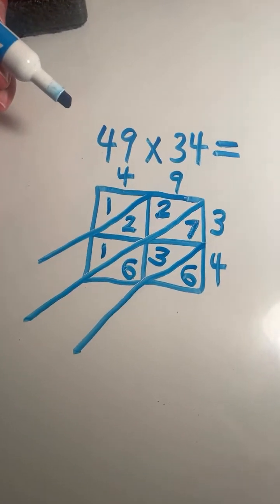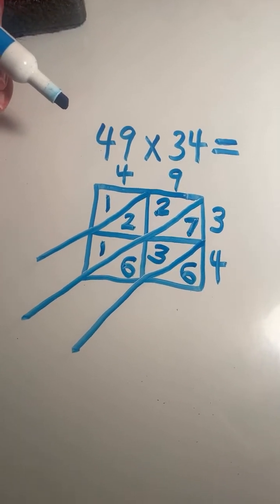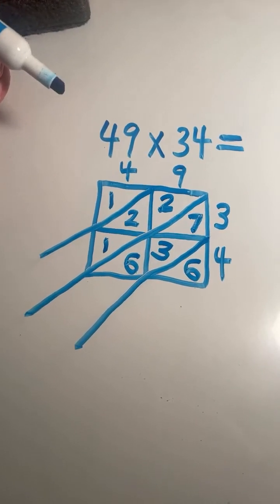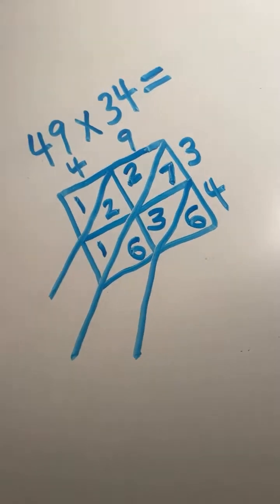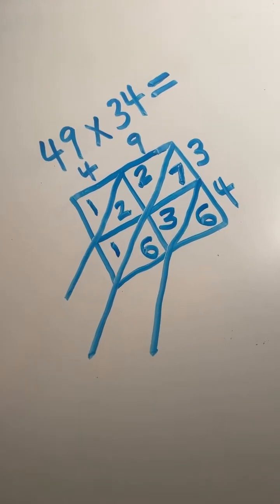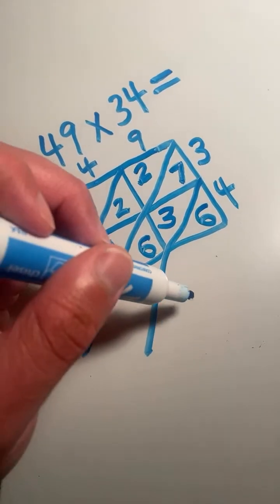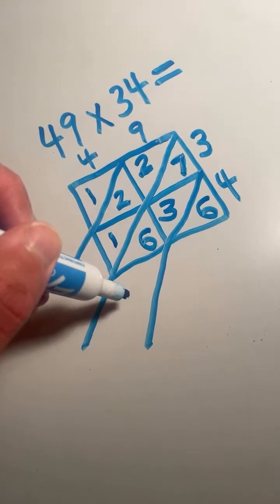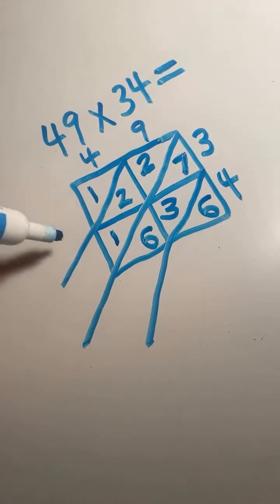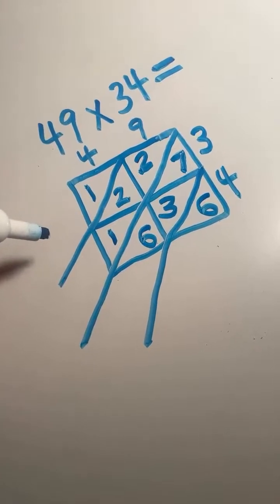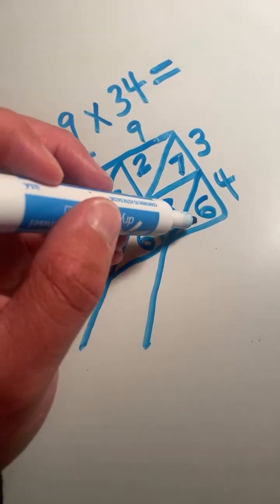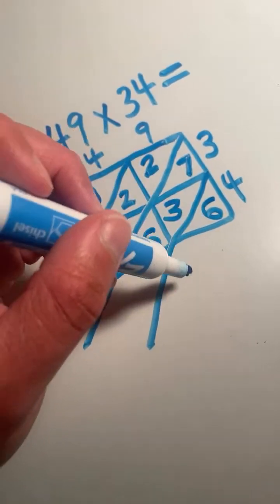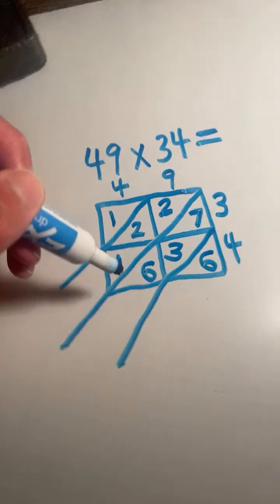All right, now we are going to add all the numbers in the squares, going across the diagonal lines. So if you look at the diagonal lines here, this represents the ones place, this represents the tens place, this represents the hundreds place, this represents the thousands place. Now looking along the diagonal line that represents the ones place, the only number inside the square is 6. So 6 is going to be the number in the ones place.